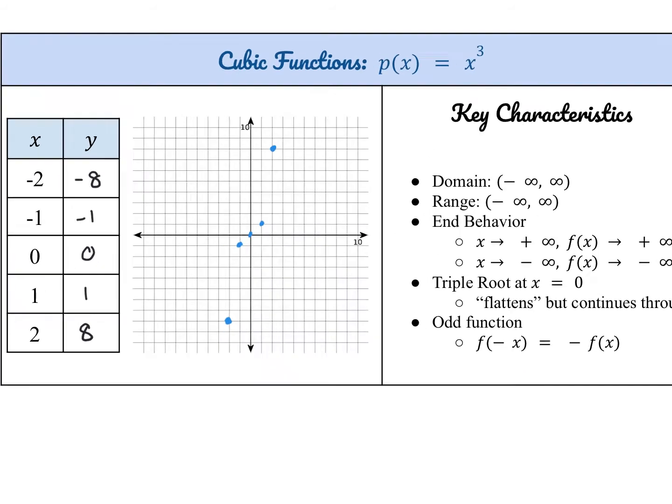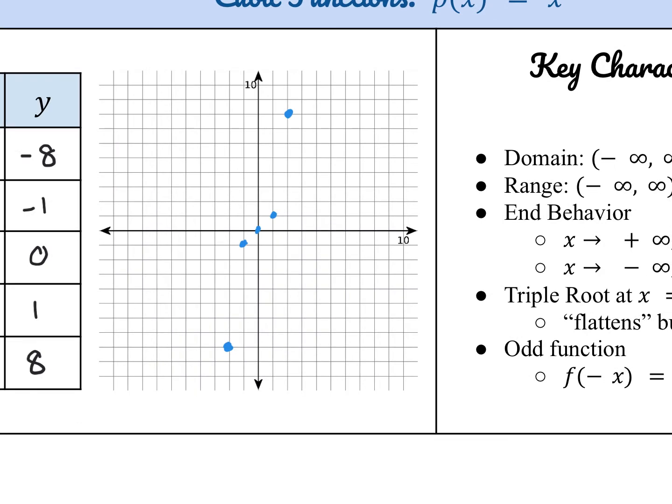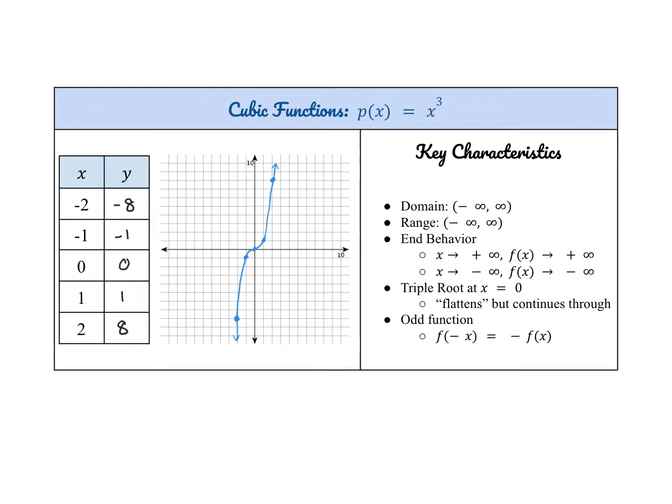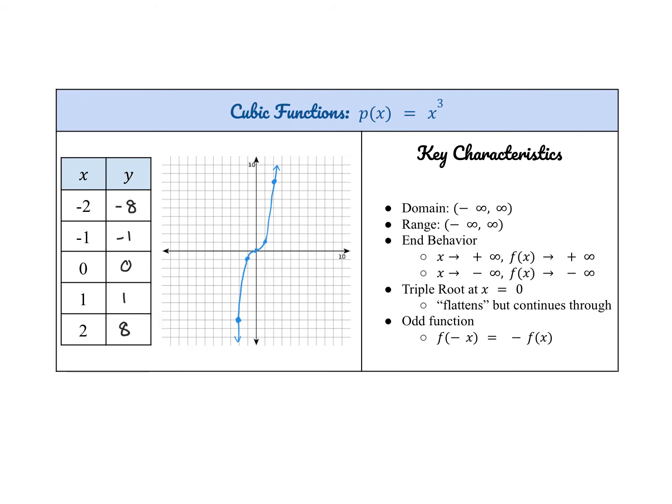So we have a graph that makes this curved shape. As it approaches the origin, that point (0, 0), it flattens out a little bit like this, and then it continues on through. And you get this S-shaped curve. So that's the general shape of our cubic functions. Now, of course, this can change if we have transformations, which we'll work with today. But again, this is what the parent function looks like.